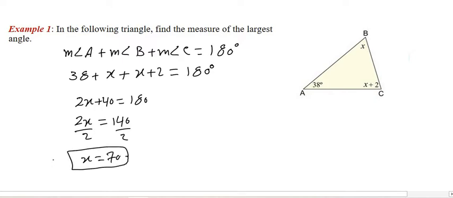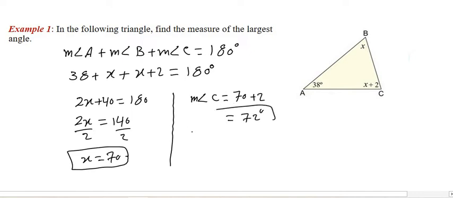And now we didn't answer our question yet. The value of x equals 70, but we are required to find out the measure of the largest angle. And the largest angle is angle C. So I can say that measure of angle C simply equals x plus 2, which is 72 degrees. And this is the required. If you notice, guys, we solved this triangle without using trigonometry.